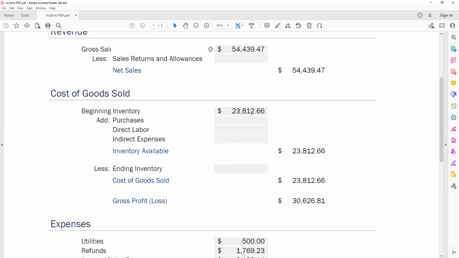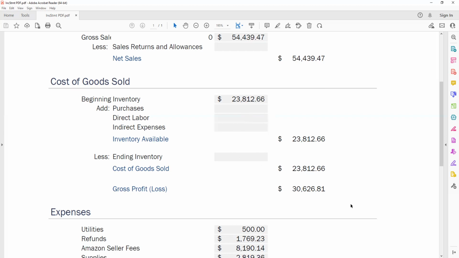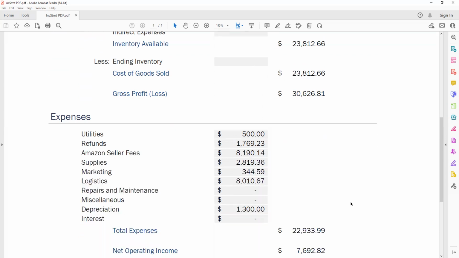So we didn't make anything, we didn't lose anything. You got the same thing we had at the beginning of the year. What happens? You subtract the cost of goods sold number from that net sales number, and it gives a gross profit or loss. Okay, gross profit or loss. From that point, then we go to the expenses section.